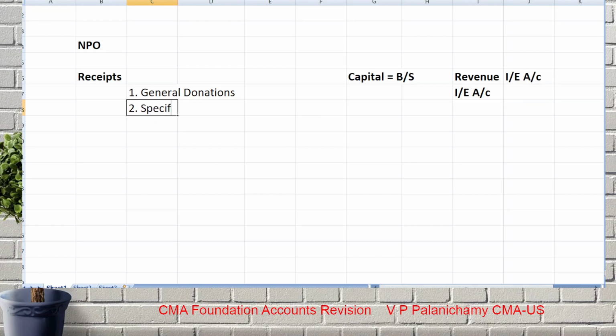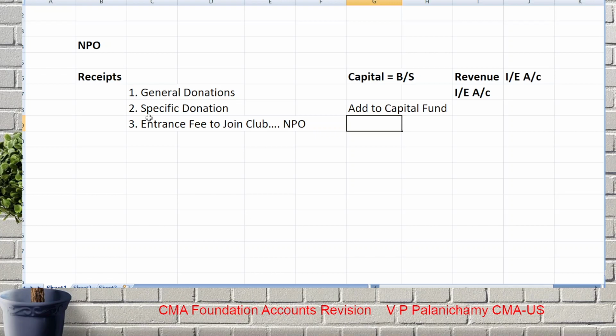Number two, if there is any specific donation, it will be adjusted in the balance sheet, added to the capital fund. Number three, if you collect any entrance fees to join the club or non-profit organization, it's a capital fund item.